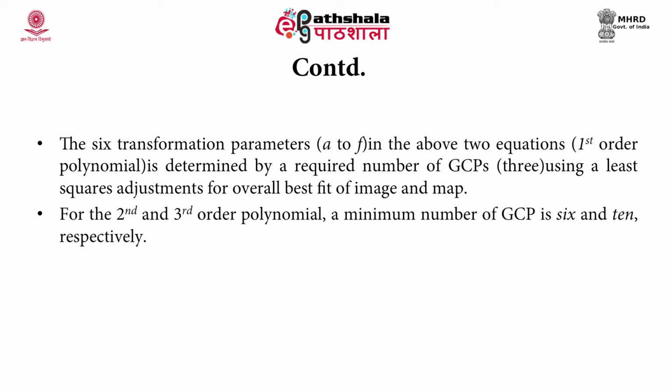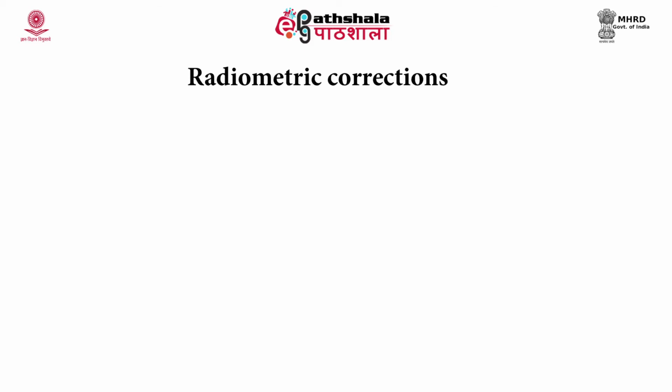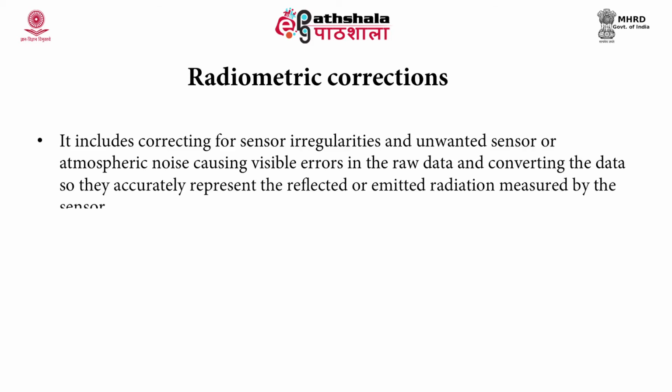For the second and third polynomial, a minimum number of GCPs is 6 and 10 respectively. The next is radiometric corrections. It includes correcting for sensor irregularities and unwanted sensor or atmospheric noise causing visible errors in the raw data, and converting the data so that they accurately represent the reflected or emitted radiation measured by the sensor.